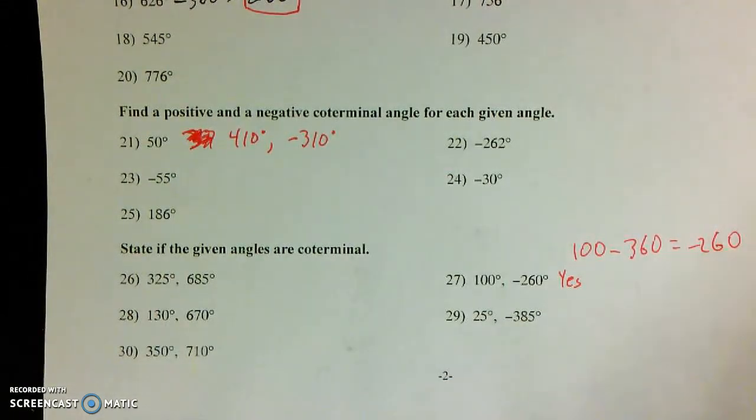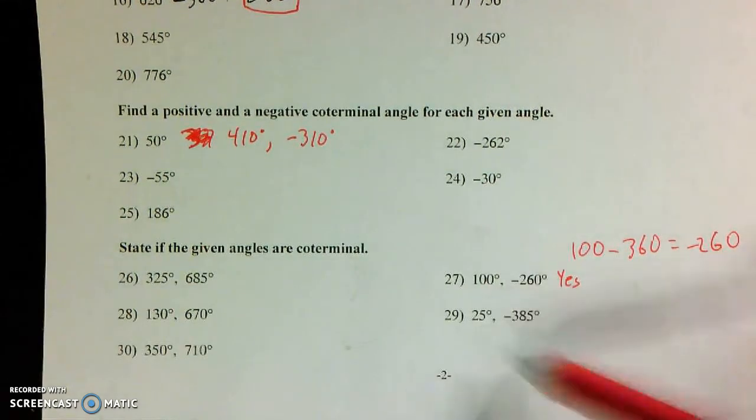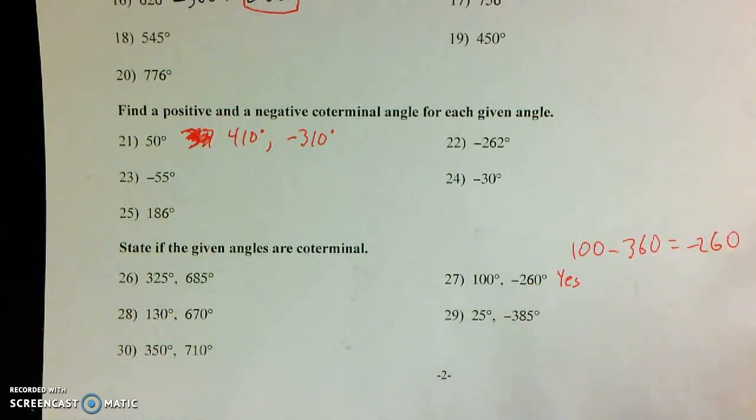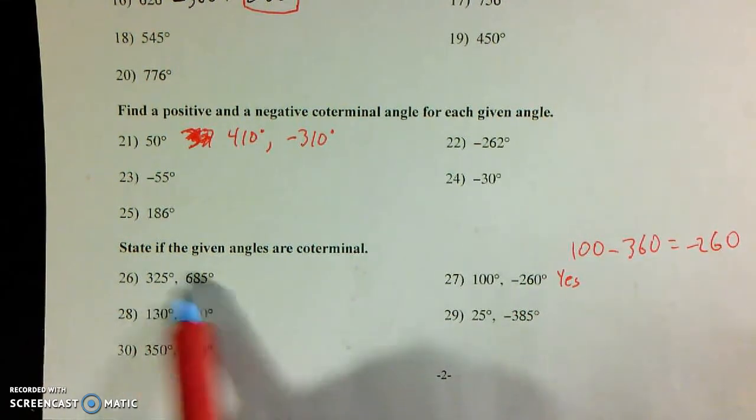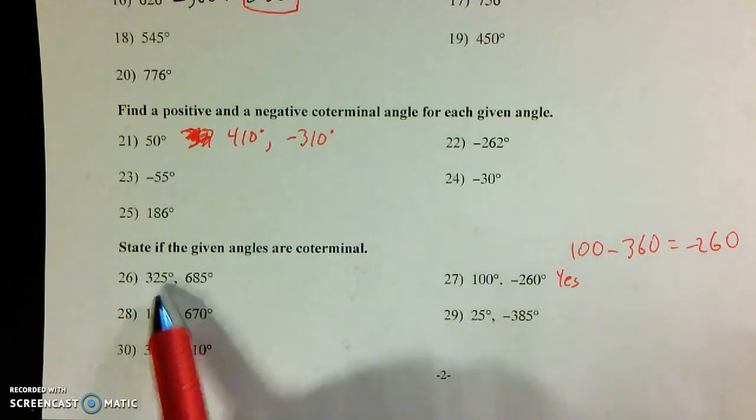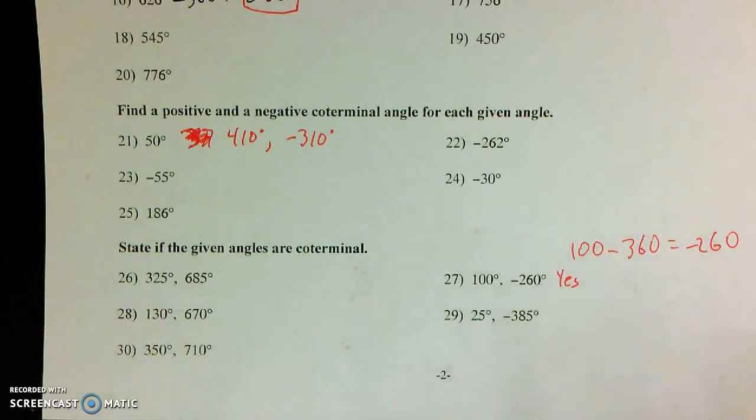So here 25, you're going to subtract 360, see if it ends up with negative 385. You might have to do it twice, but again, some of these will be, some of these won't be. It's up to you to check. So for like 26, you're going to add 360. And if 325 plus 360 equals 685, then you're good.